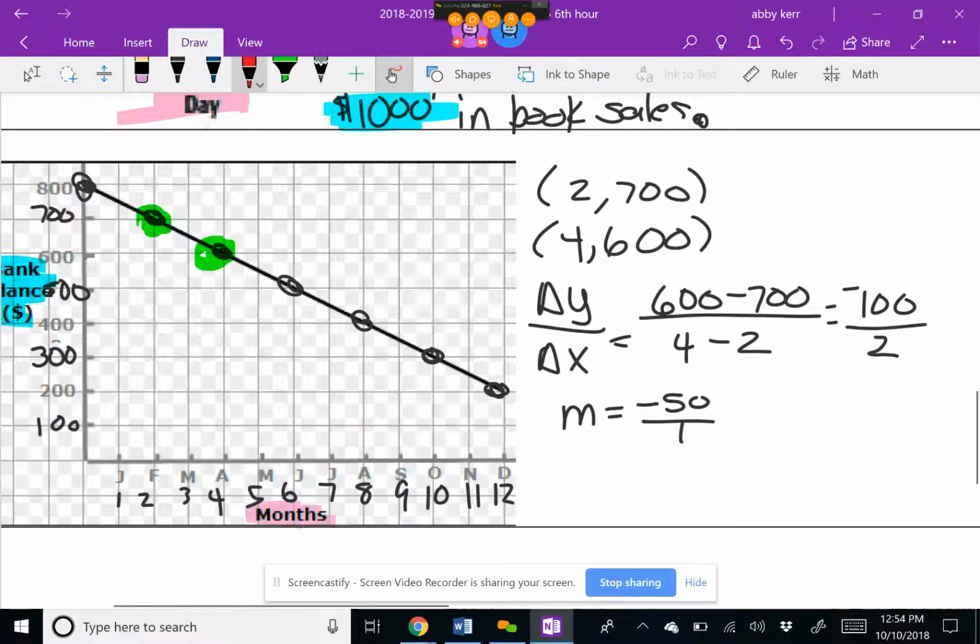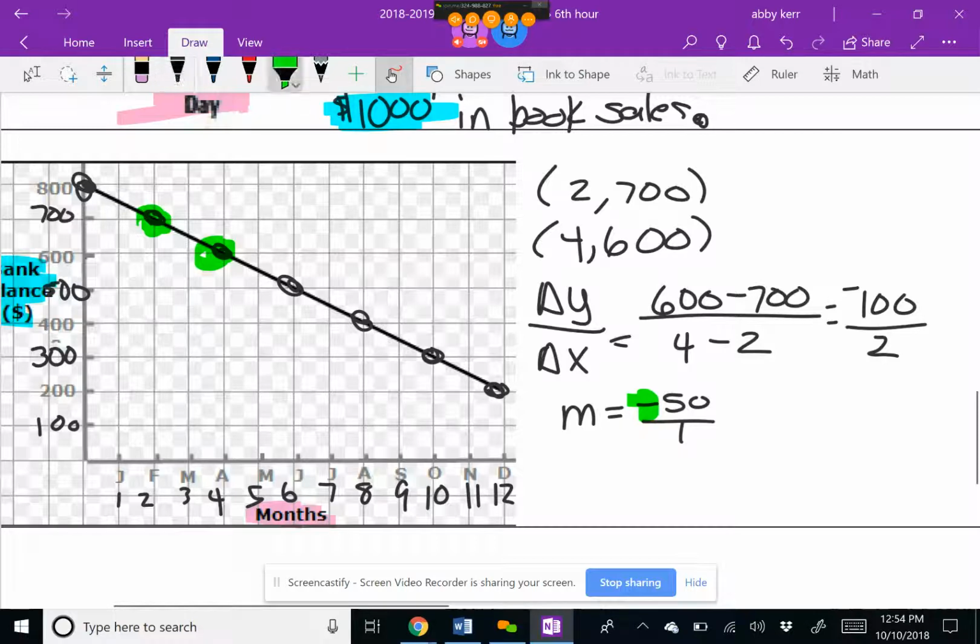Now, a few things about the negative slope. That negative doesn't mean you have negative $50 every month. But think about your bank balance. What's happening to it when it's a negative 50? Are you gaining money or are you losing money? Are you depositing money or are you withdrawing? So withdrawing money is taking out or spending money. So that negative sign right there actually means something. It means you're taking away the money.